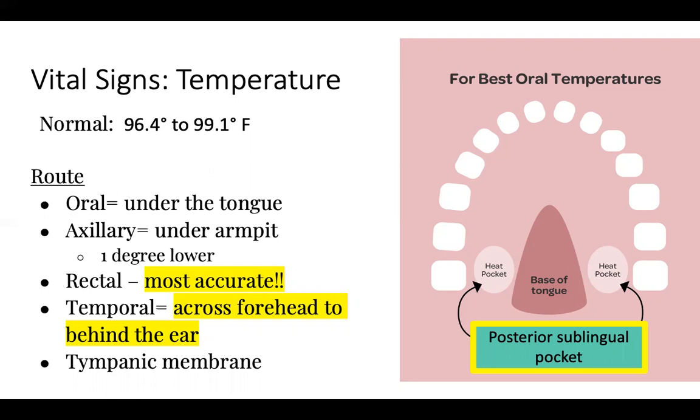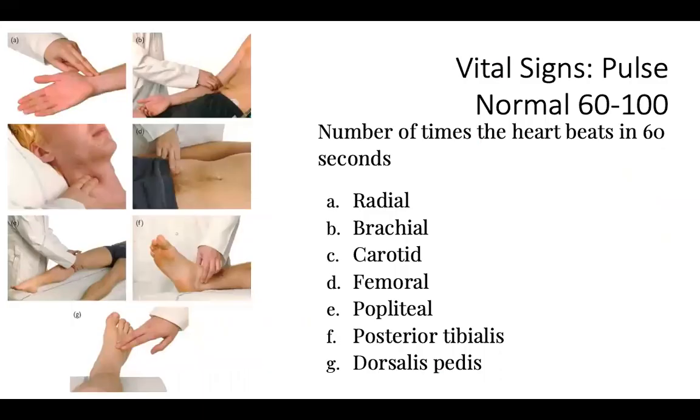Temporal, to obtain this type of temperature, you have a probe and you're going to rub it across the forehead to behind the ear. That's going to go over that temporal artery and give you a nice non-invasive reading. So temporal is across the forehead to behind the ear, and then tympanic membrane is the thermometer that goes within the ear. All right, in terms of vital signs, we have pulse.